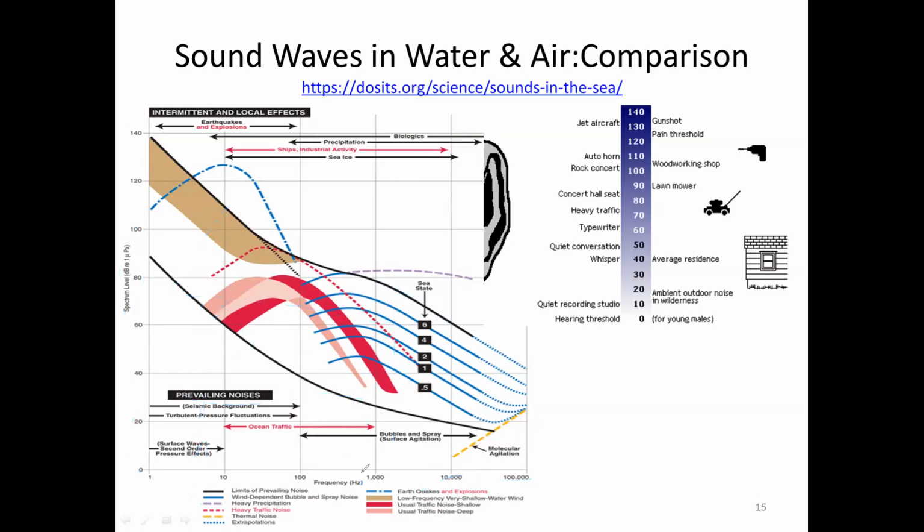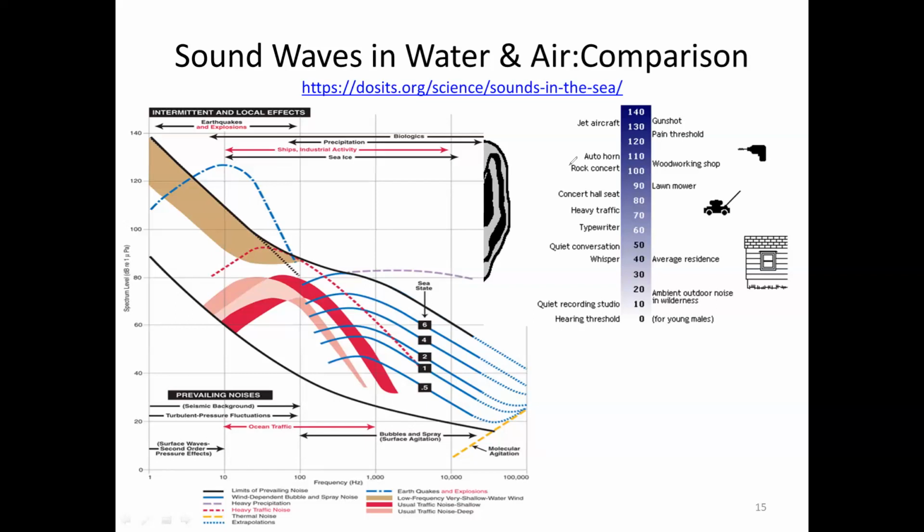And similarly, there are many other sources underwater, and you can see those sources shown here. For example, the oceanic traffic zone or the bubble zone due to surface agitation or surface waves, they occupy different frequency ranges and powers.